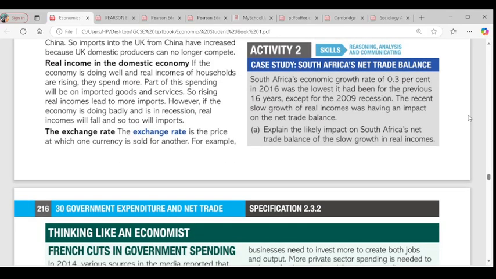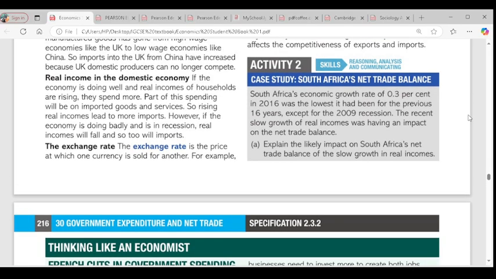Is it clear? The third one is the exchange rate. Now when we talk about exchange rate, we're simply talking about the price of a country's currency in respect to other currencies. That is exchange rate. So I wrote here, exchange rate: the price at which one currency is sold for another.